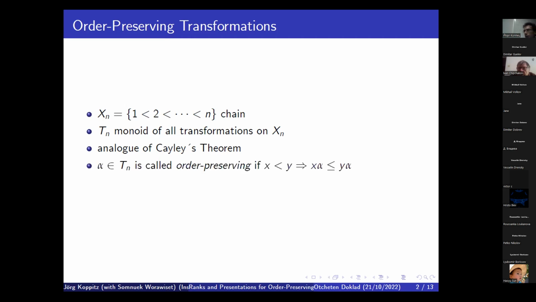So, a particular semigroup which is studied in the literature from many points of view is the semigroup of order-preserving transformations. We have a chain, and a transformation is called order-preserving if it preserves order. That means if x is smaller than y, then the same holds also for the images. As usual, we denote by On the set of all order-preserving transformations, which forms a submonoid of the symmetric semigroup Tn.